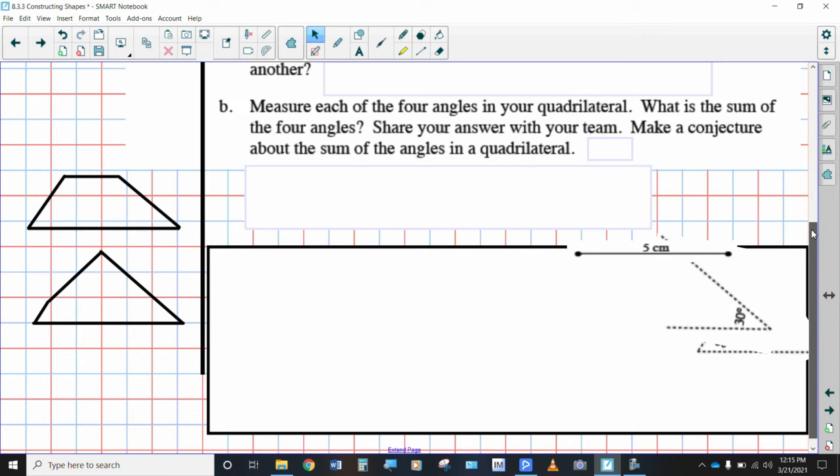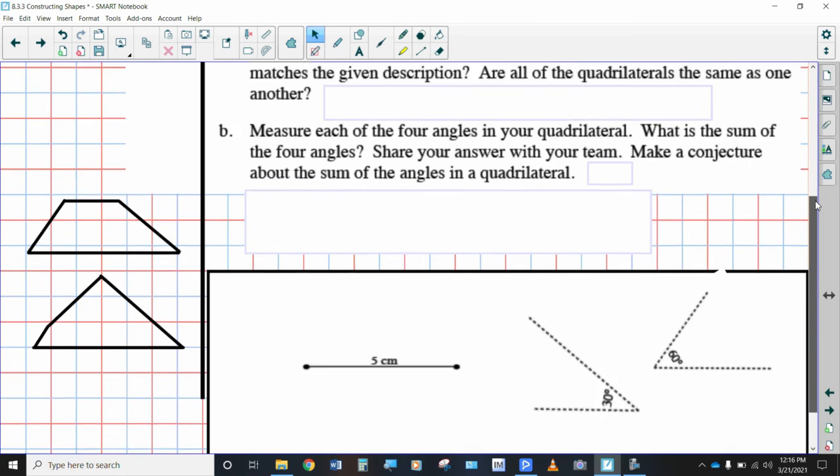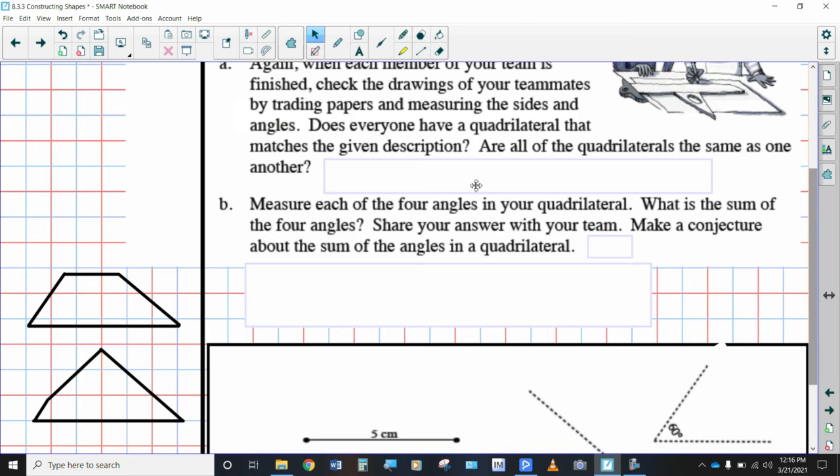So what eventually happened was we ended up getting different shaped quadrilaterals. Okay, so are all of them the same? No, they are not. Now measure all of the angles of the quadrilaterals.